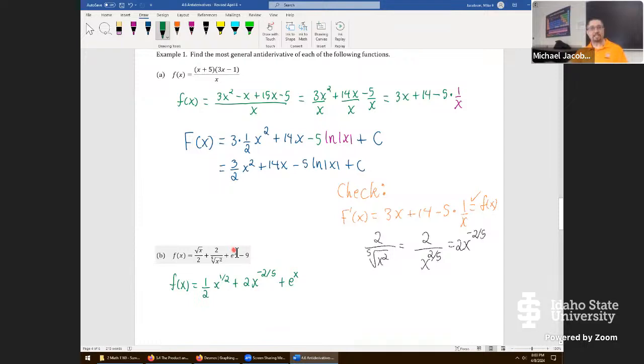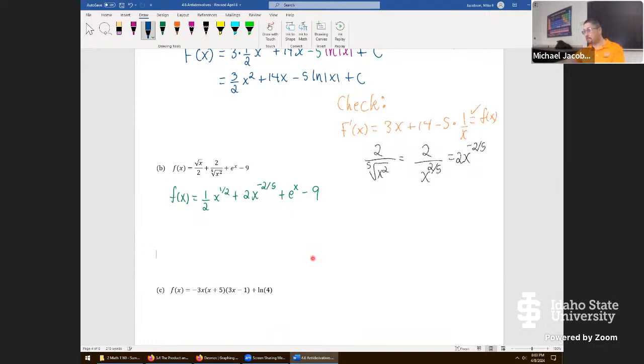You'll notice the e to the x just gets mixed in with a lot of stuff just to see what we do. It's not meant to be a trick question, but for giving like 4 different terms, that's a common one to throw in. Then -9. So now this is much, much better to work on.